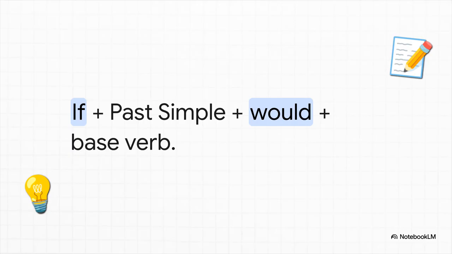So, the crucial point is this. I want this specific formula permanently etched into your memory. Let's lock it in one last time. If plus the past simple plus would plus the base verb. Whenever you want to express a hypothetical, an unlikely present circumstance, or a purely imagined future, this is the exact reliable tool you need to pull from your mental grammar toolbox. Whether you're dreaming of a new house, a new job, or a completely different world, this formula is your foundation. It's never going to let you down.